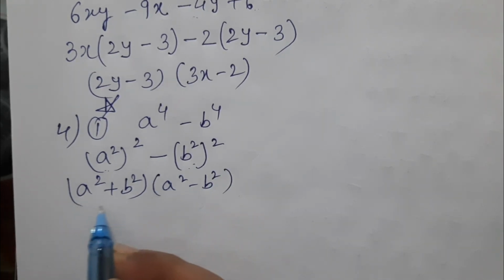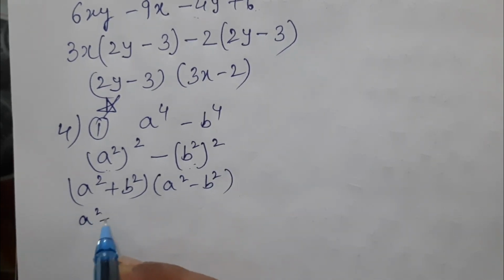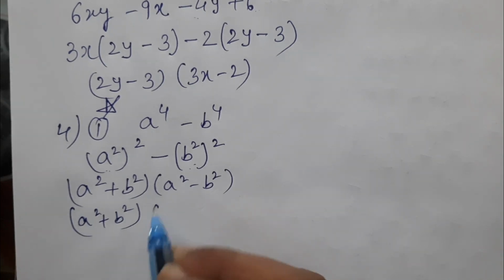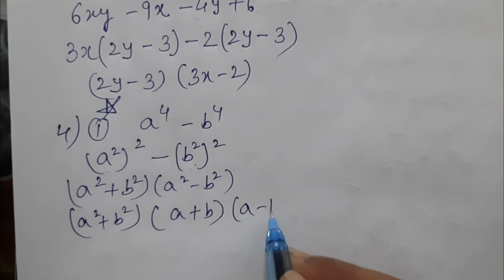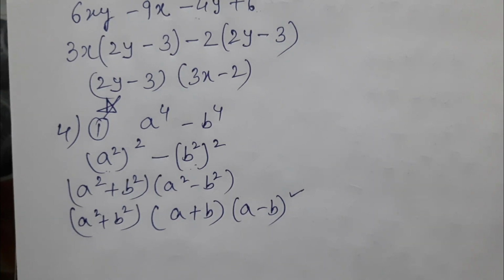There is no identity for plus. So repeat this as it is. Whereas for the minus one, we are having a plus b and a minus b. So this is our final answer.